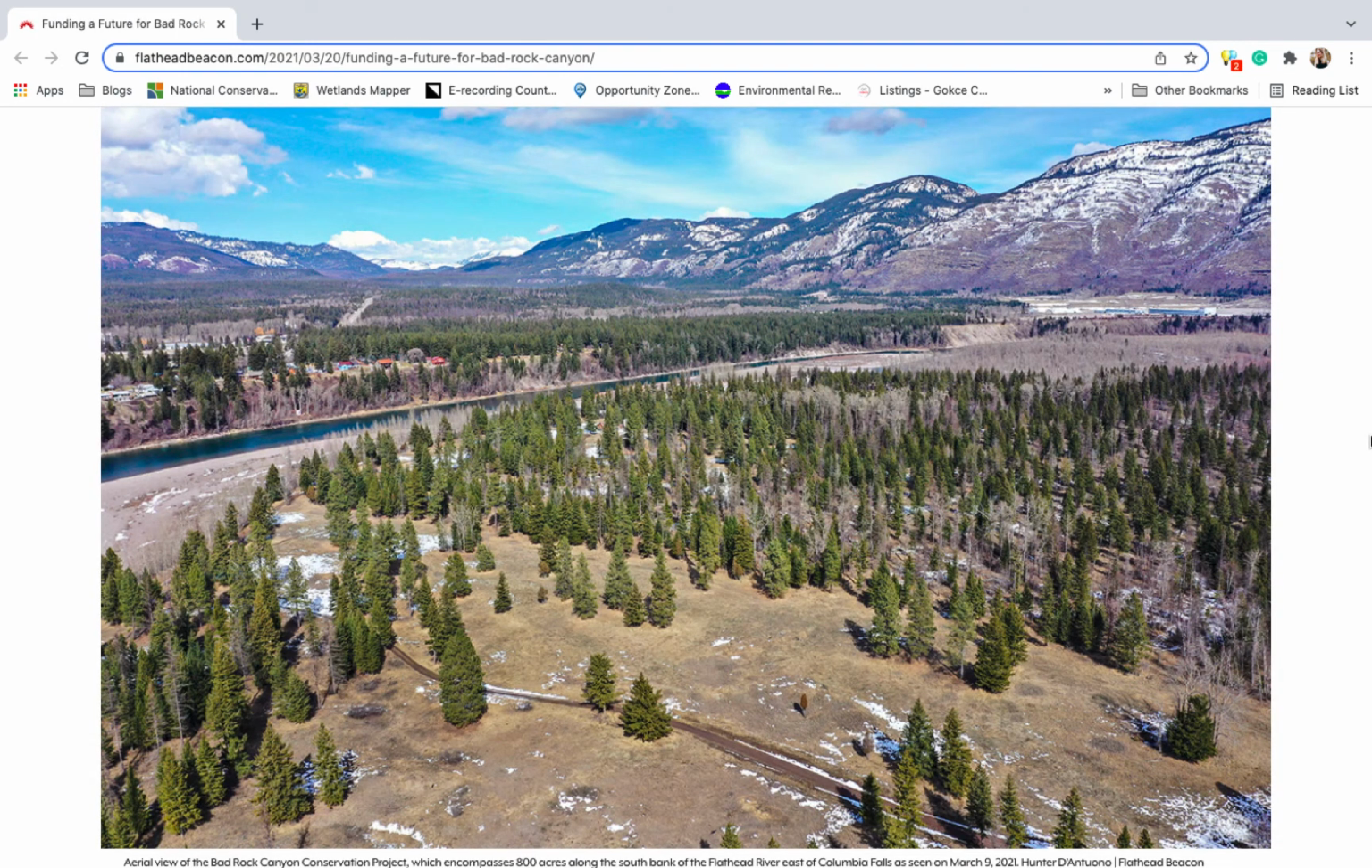So now, Mark's favorite fishing spot is the Bad Rock Canyon Wildlife Management Area, destined to remain wild and open forever.